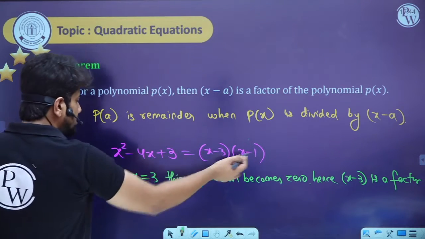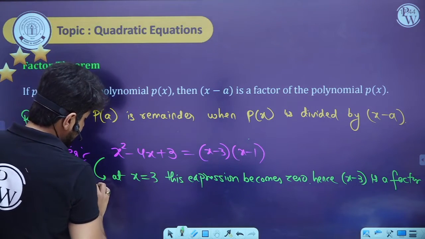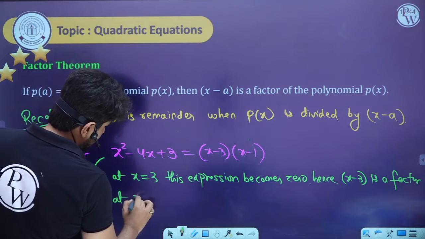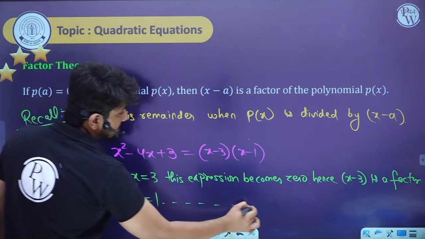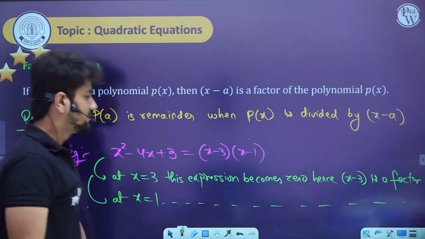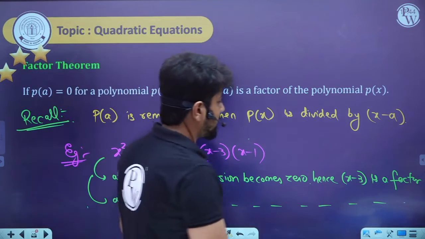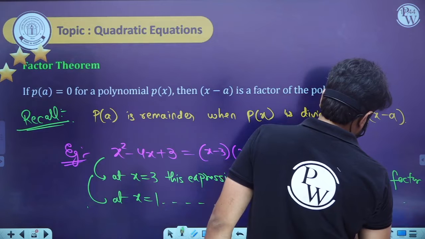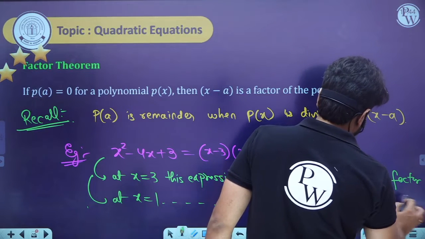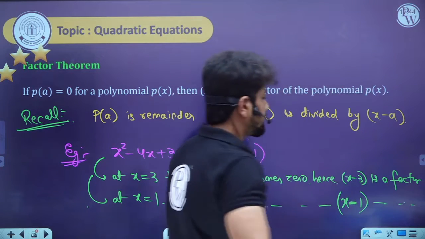Same goes for x is equal to 1. At x is equal to 1, this expression becomes 0. Hence, x minus 1 is a factor.